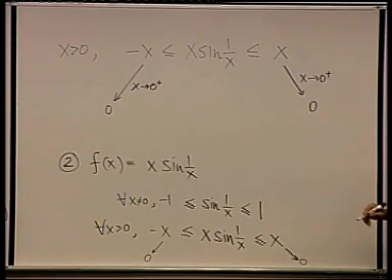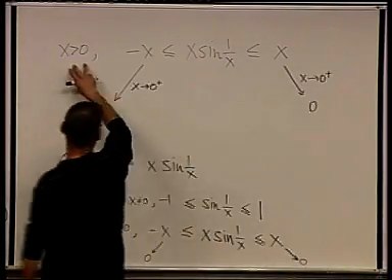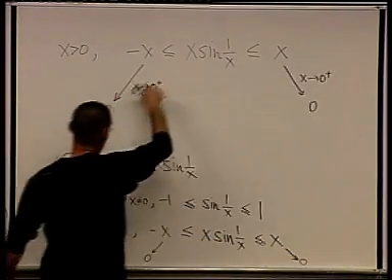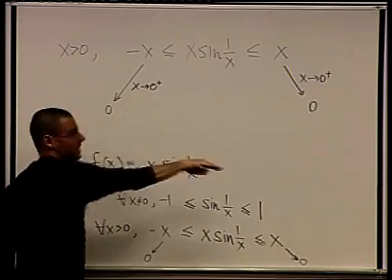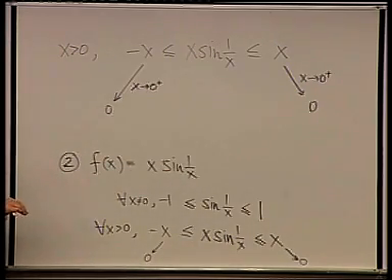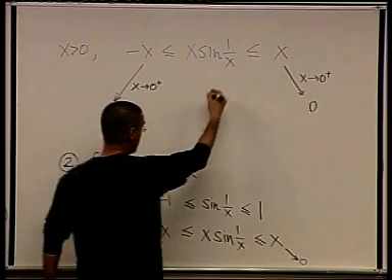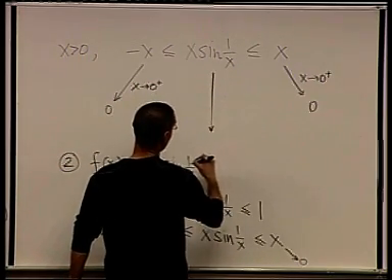Yes? When x's are negative, the inequalities are going to change, and it's going to be x goes to 0 minus. X comes from the left. But in both cases, what does it imply about this?